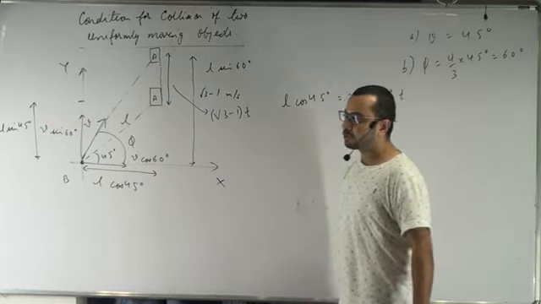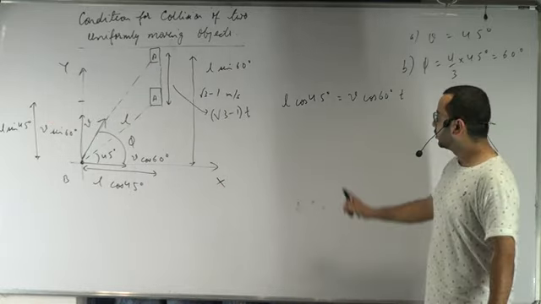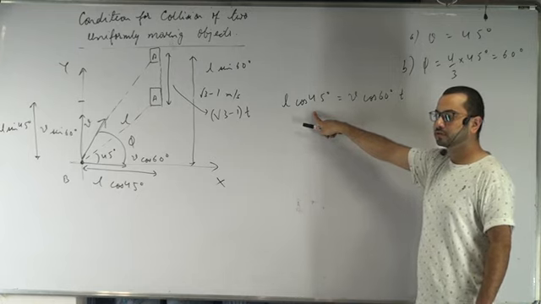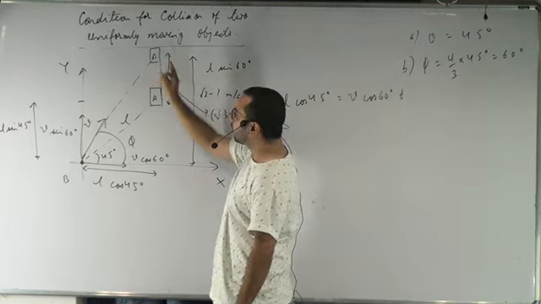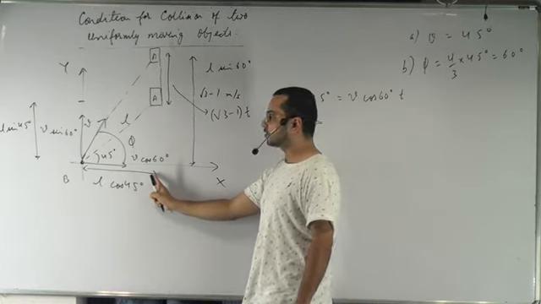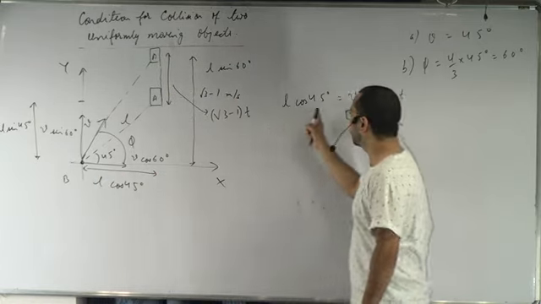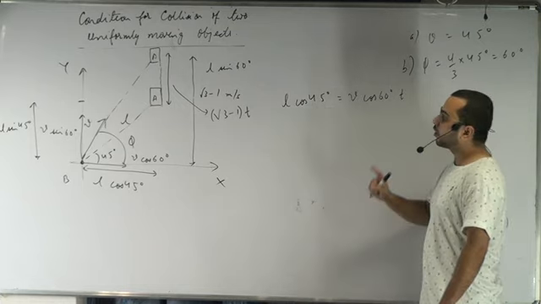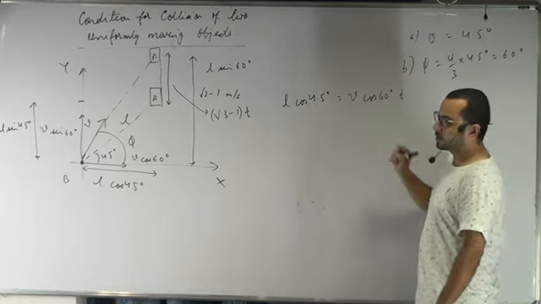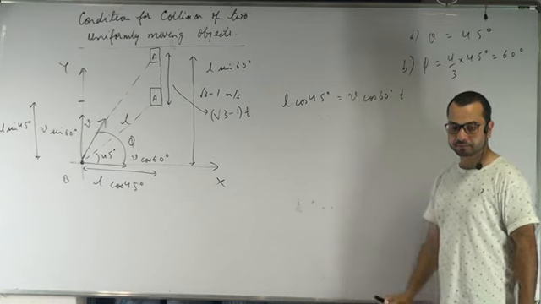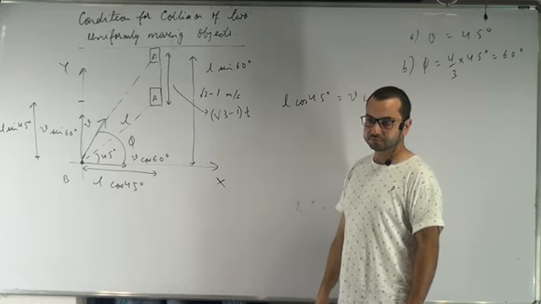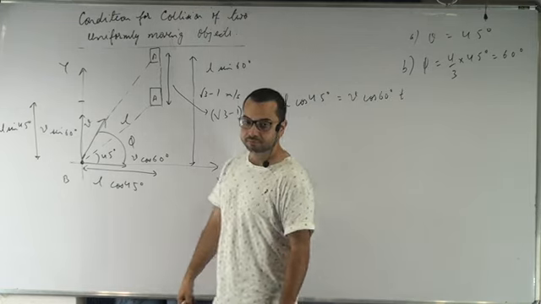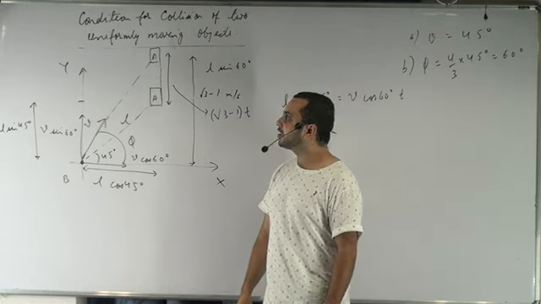Okay, now we are writing equation for the horizontal displacement. So horizontal displacement is how much? It has gone from here to here. So what is the horizontal displacement? This is the horizontal displacement, L cos 45 degree. What is the horizontal velocity? V cos 60 degree multiplied by the time. Okay, what is the vertical displacement? Vertical displacement.